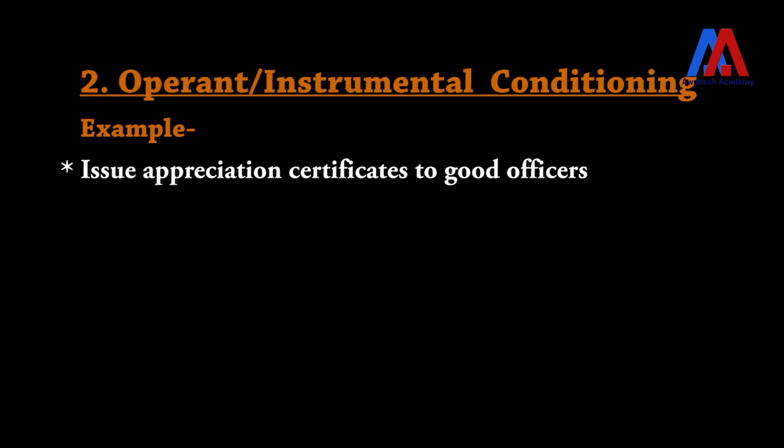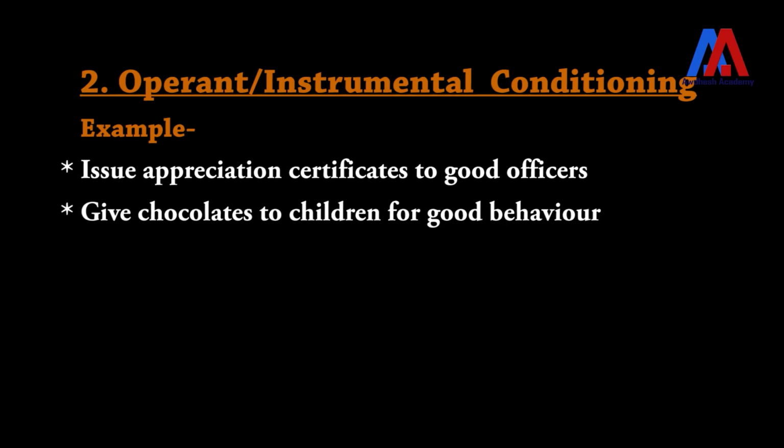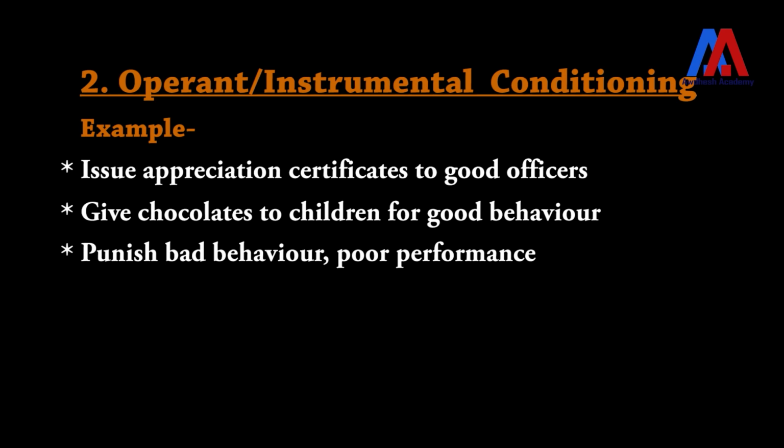So these are some of the examples. You will find that many officers issue appreciation certificates, or the government gives awards and rewards to the people who are performing very well. Often we give chocolate to our children so that they maintain good behavior, and we punish the bad behavior of the person or the child or the officer. So this carrot and stick policy also works in changing the attitude of the person.